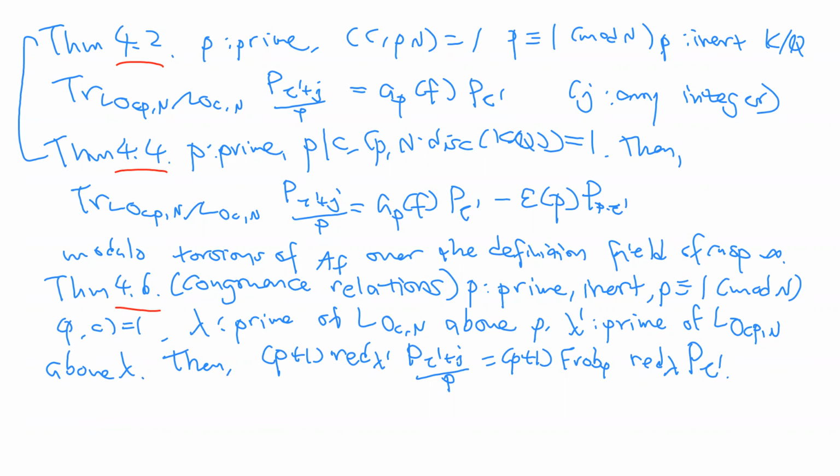And how do you prove it? Well, you have to use, obviously, Eichler-Shimura relations, and also you need to use the fact that p is inert over K over Q, and also that lambda is a prime of a ring class field above an inert prime, and therefore it actually splits completely, I think, and so on. So these are the things that you need to use to prove this congruence relation.